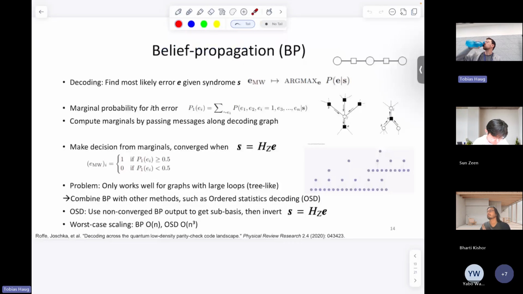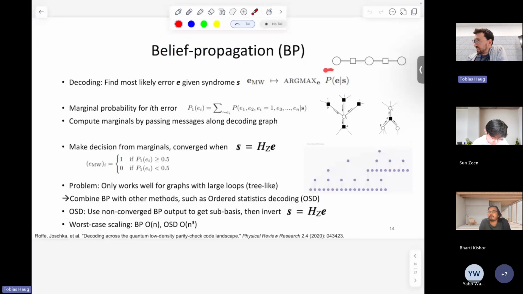Another method I would like to talk about is belief propagation, which is a very popular method that is heavily used in classical error correction. So the idea in belief propagation in a nutshell is that you have the probability of observing a particular error given a syndrome constraint, right? So you have a given syndrome, and then the corresponding probability of observing a particular error. And we want to maximize over all possible errors that match this condition. This is the decoding problem.